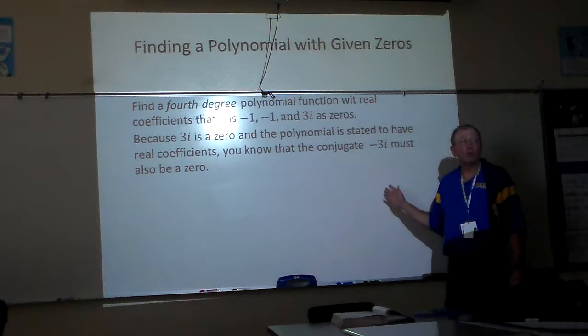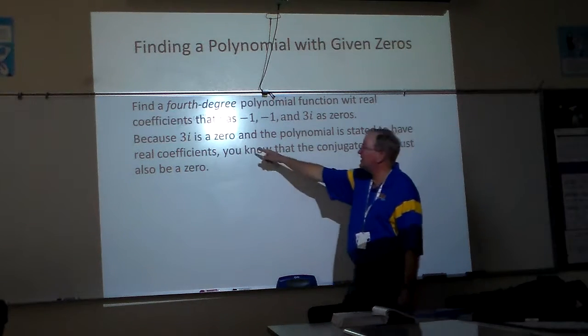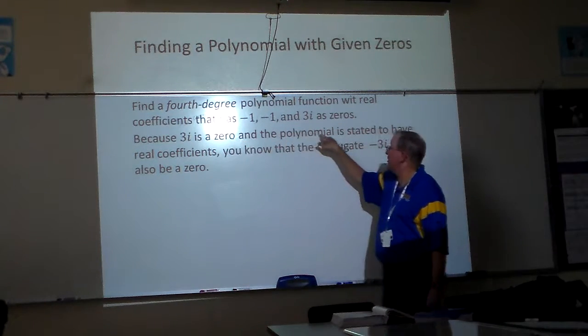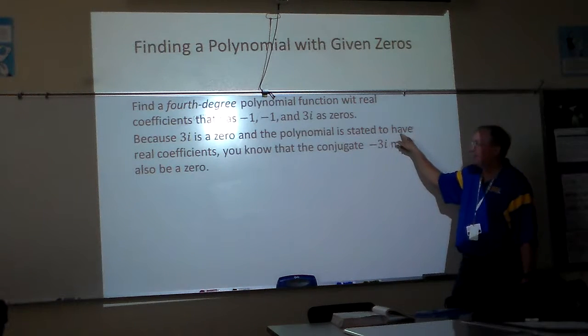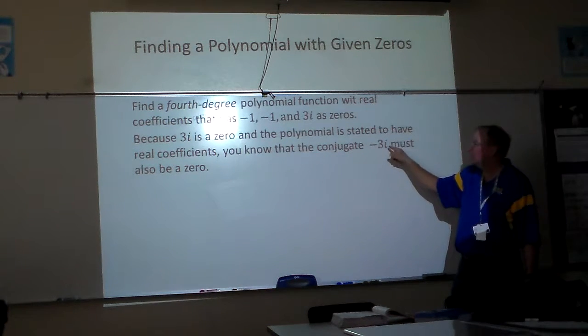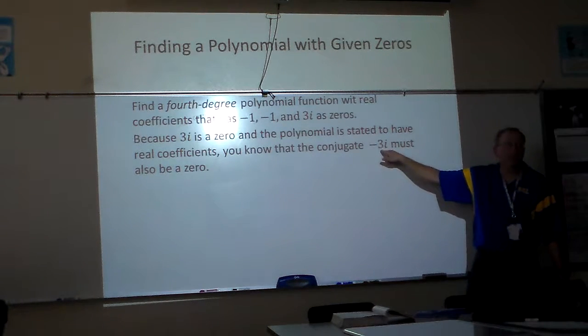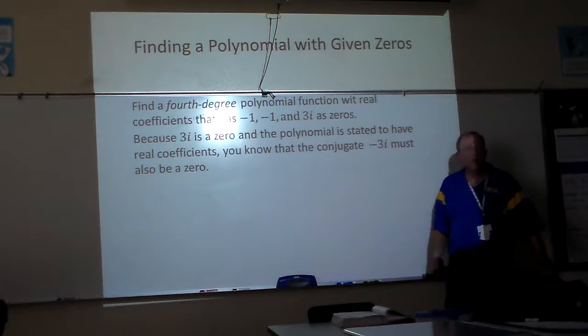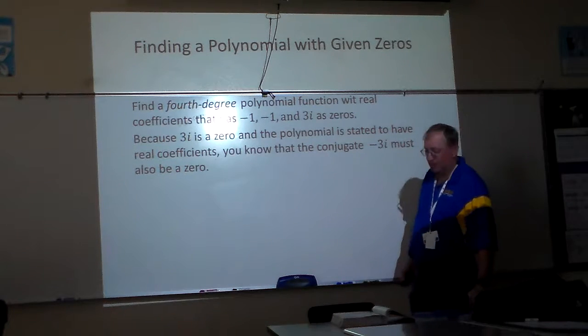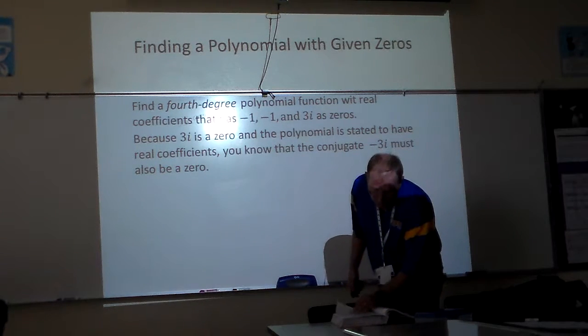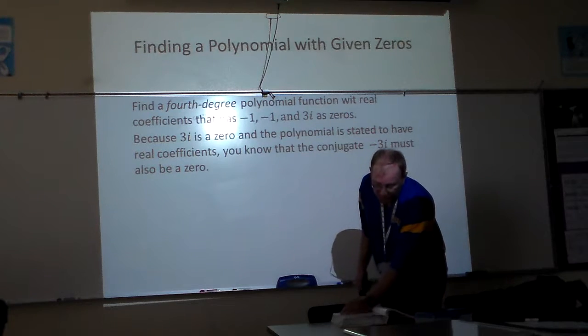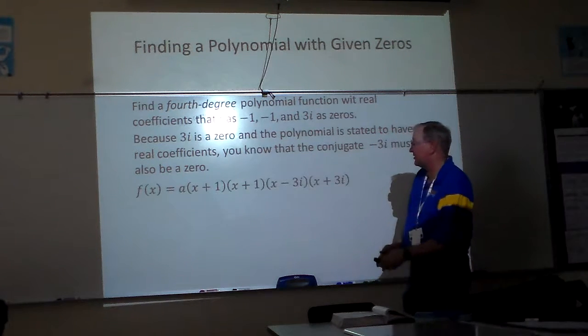Okay? So here's what we know. Because 3i is a zero, and it's a polynomial function that has real coefficients, you know that the conjugate, if I have positive 3i, I've got to also have what? Negative 3i must also be a zero, right? So that also has to be there.